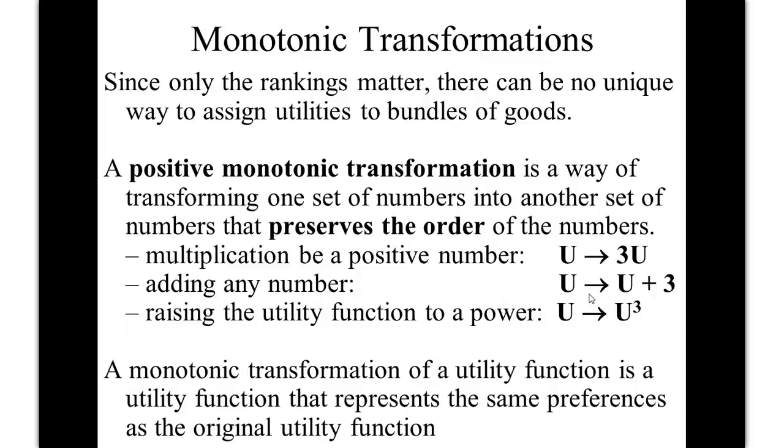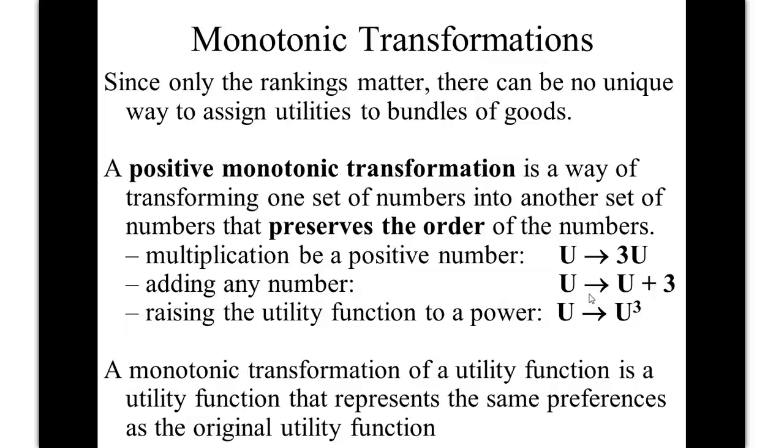When it comes to utility, you can do that because the relative numbers don't matter. It's just the order. So you could add any number. So again, take 4 and 6. If you added 3 to them, whether you dealt with 7 and 9 or 4 and 6, it doesn't matter.